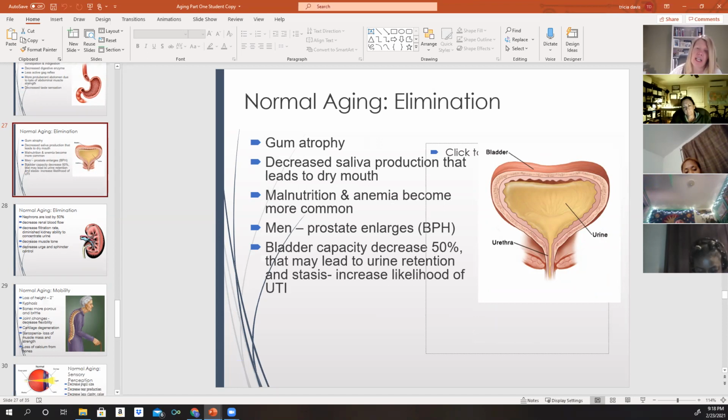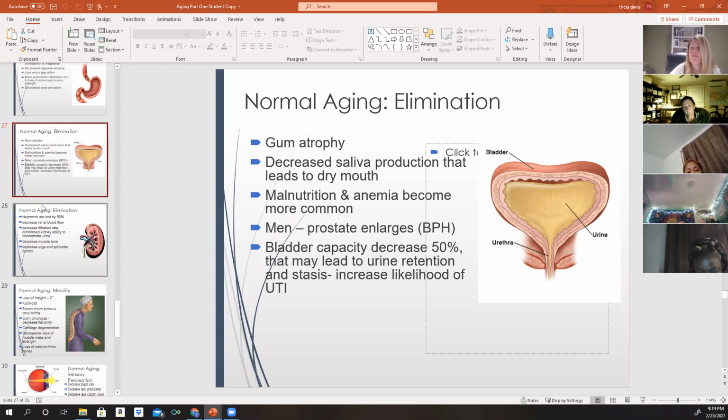For men, they're going to have BPH, their prostate is going to enlarge, and the bladder capacity decreases by 50%. That's huge. So if you could normally hold 1,500 mLs in your bladder, you're only going to be able to hold 750. So what do you think is going to happen? You're going to have urinary retention and then stasis. That's the perfect medium for UTIs. Whenever you keep your urine in there, it's a dark, warm environment. All that infection is just going to take over and your patients can become septic.